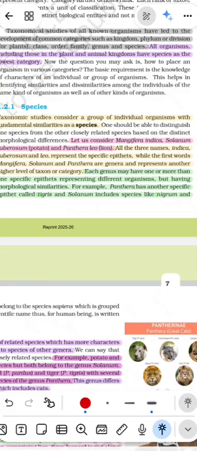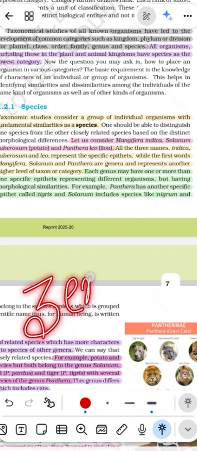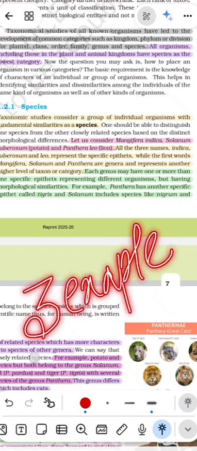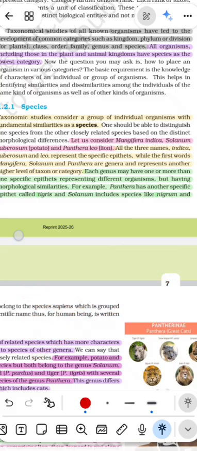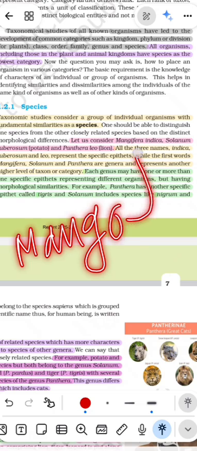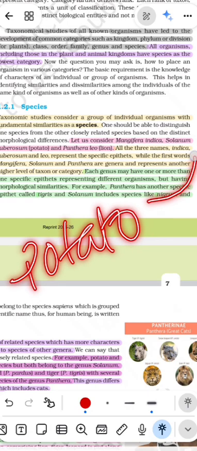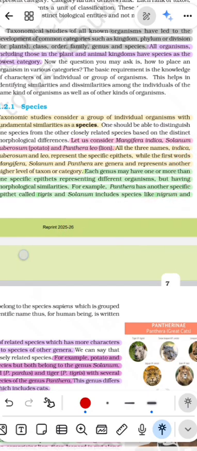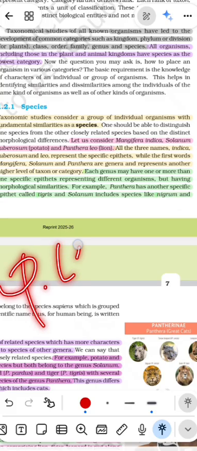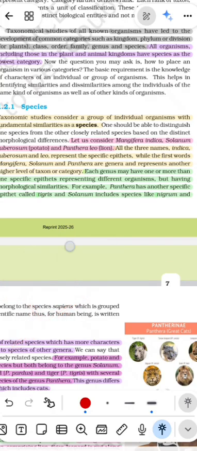So let's consider Mangifera indica, Solanum tuberosum, which means potato, and Panthera leo, lions. So here are three examples of binomial nomenclature. As per mango, that is Mangifera indica, there is a scientific name. We should know potato, Solanum tuberosum, and Panthera leo as a lion.